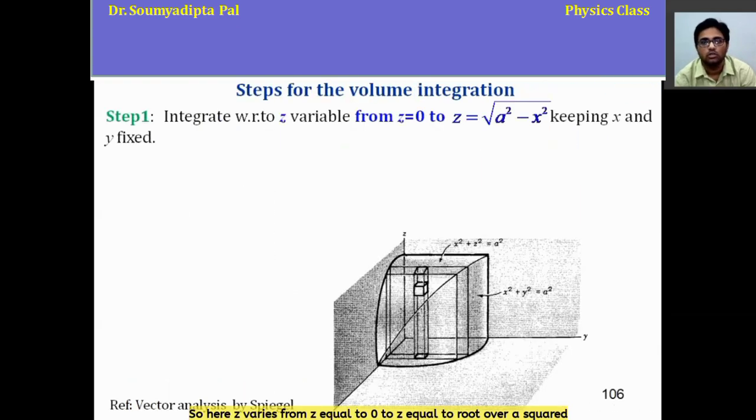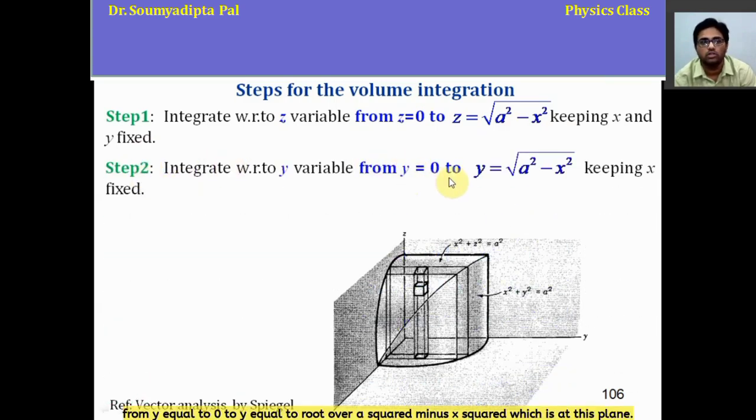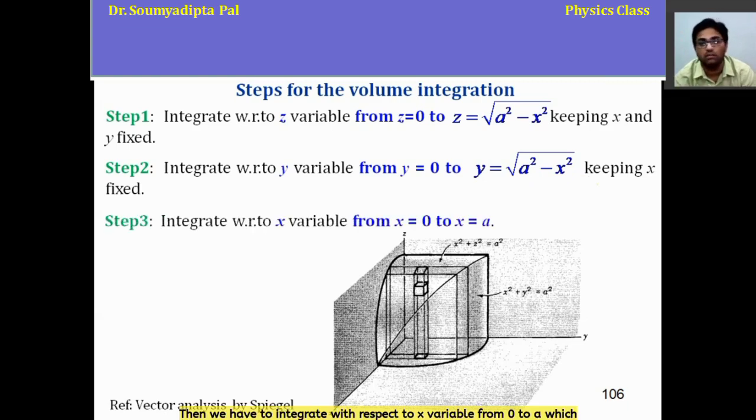So here z varies from z equal to 0 to z equal to root over a square minus x square, which is at this plane. Okay? And during integration with respect to z, we have to keep x and y fixed. Then we have to integrate with respect to y from y equal to 0 to y equal to root over a square minus x square, which is at this plane. Okay? And we have to keep x fixed. Then we have to integrate with respect to x variable from 0 to a, which is the radius of the cylinder along x axis.